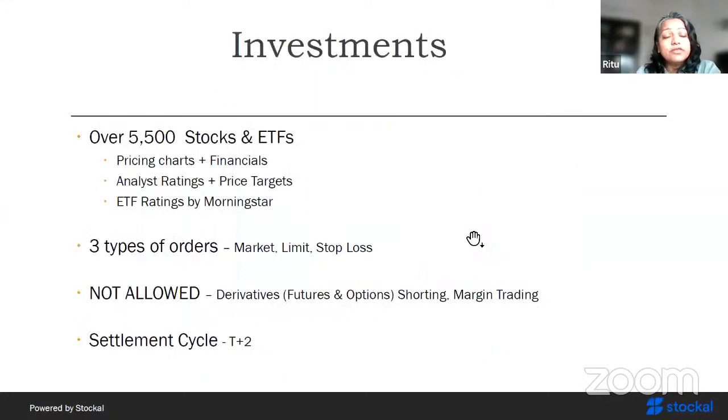We have about 5,500 stocks and ETFs available on our platform. There is Morningstar research and there are TipRanks ratings, which are there to help you research these companies and ETFs, to decide which one to invest in and which one not to invest in. There are 3 types of orders: market, limit, and stop loss.